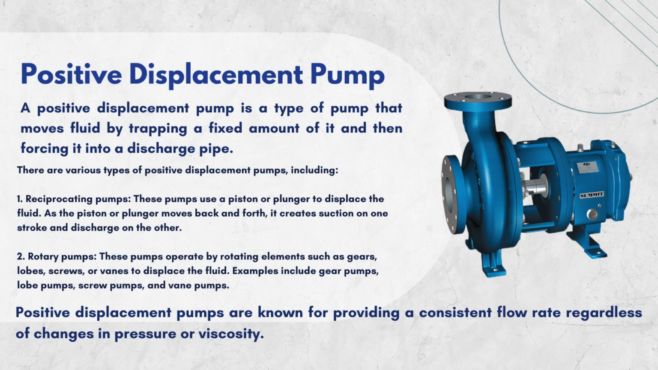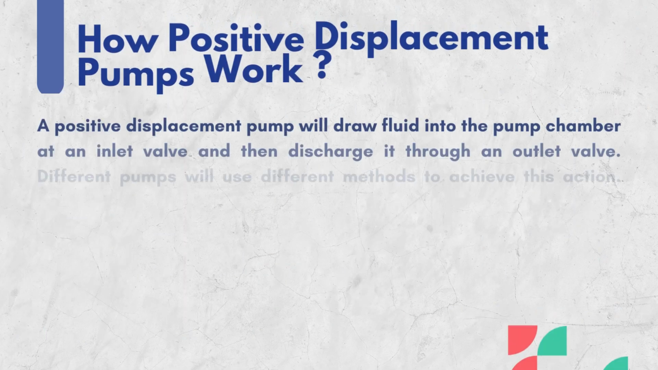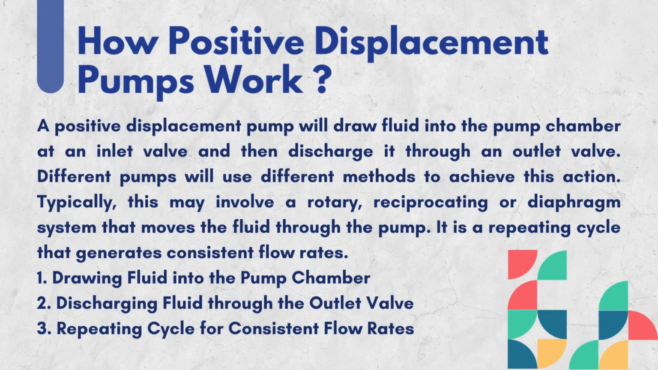Now, in this video, we are moving further to the topic of the working of the positive displacement pump. Here we will talk about how a positive displacement pump works. A positive displacement pump will draw fluid into the pump chamber, which is the enclosed space, at the inlet valve, and then discharge it through an outlet valve.